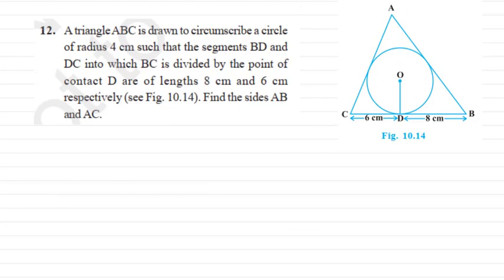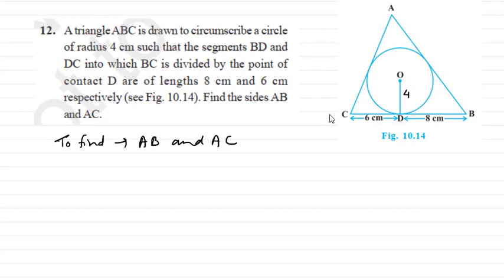So here this is the question. A triangle ABC is drawn to circumscribe a circle. So a circle is there and the triangle is circumscribing the circle with radius 4. So the radius of the circle is given 4 and there are the segments BD and CD. So here the segments BD and CD are there and the lengths of these are 8 and 6. So you have to find the lengths of AB and AC.